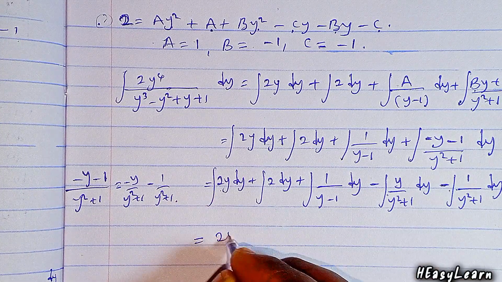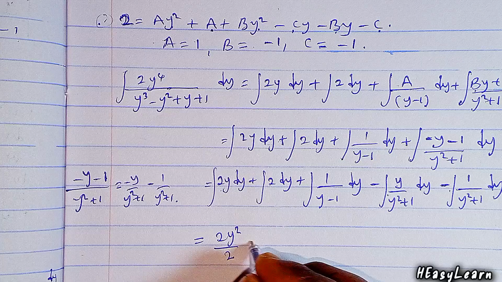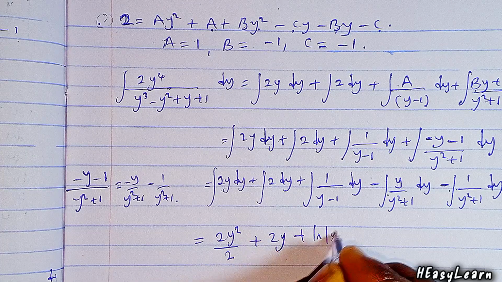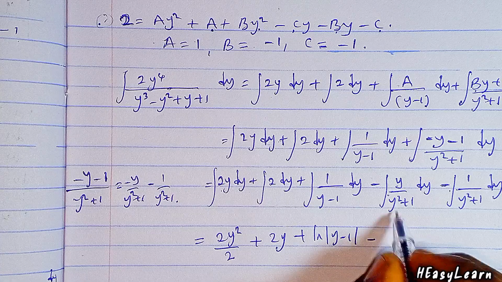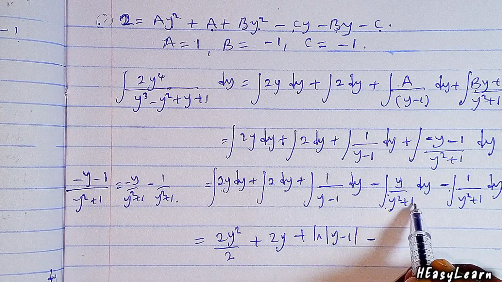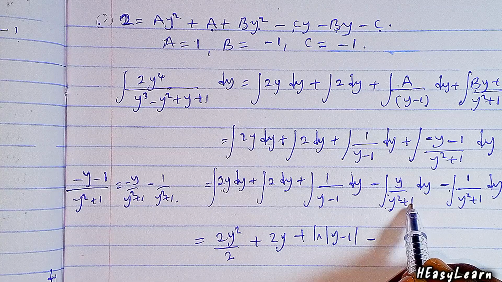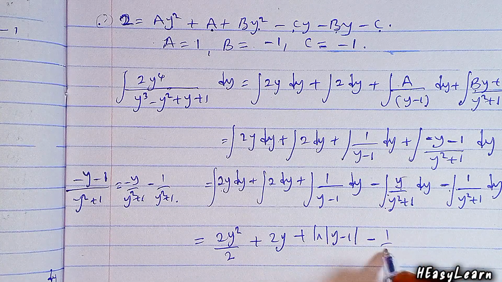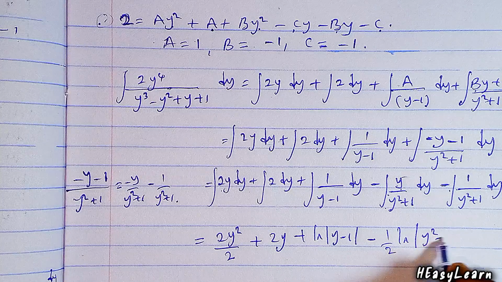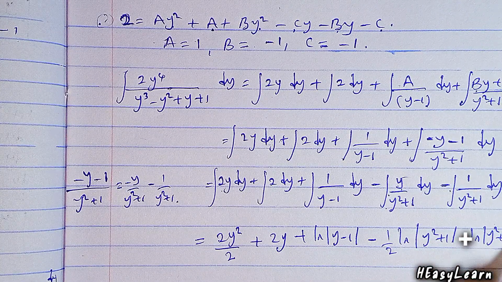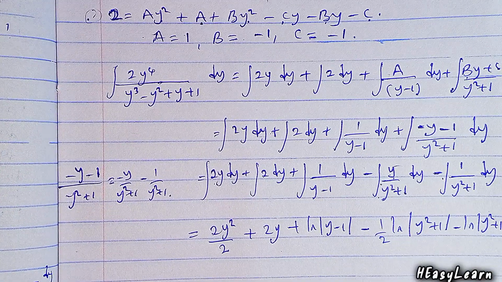What is this integral? Add 1 to the power over the new power, plus 2y plus ln of y minus 1. Here, I'm going to use partial fraction. We did it before. Let u be the denominator, differentiate it with respect to y. Then you are going to find here to be 1 over 2 ln of y squared plus 1, plus constant of integration.